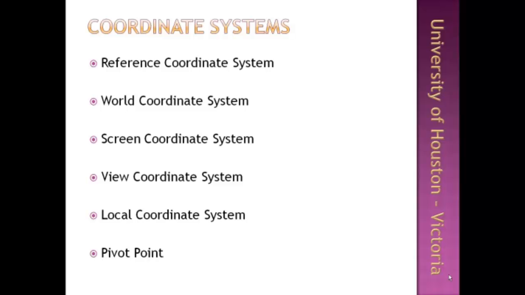There's a particular kind of coordinate system that's called local coordinate system. Every object in the three-dimensional scene has its own individual coordinate system. In the local coordinate system, you're enabled to use transformation of an object relative to itself rather than relative to the world. This is absolutely essential when you're animating an object.